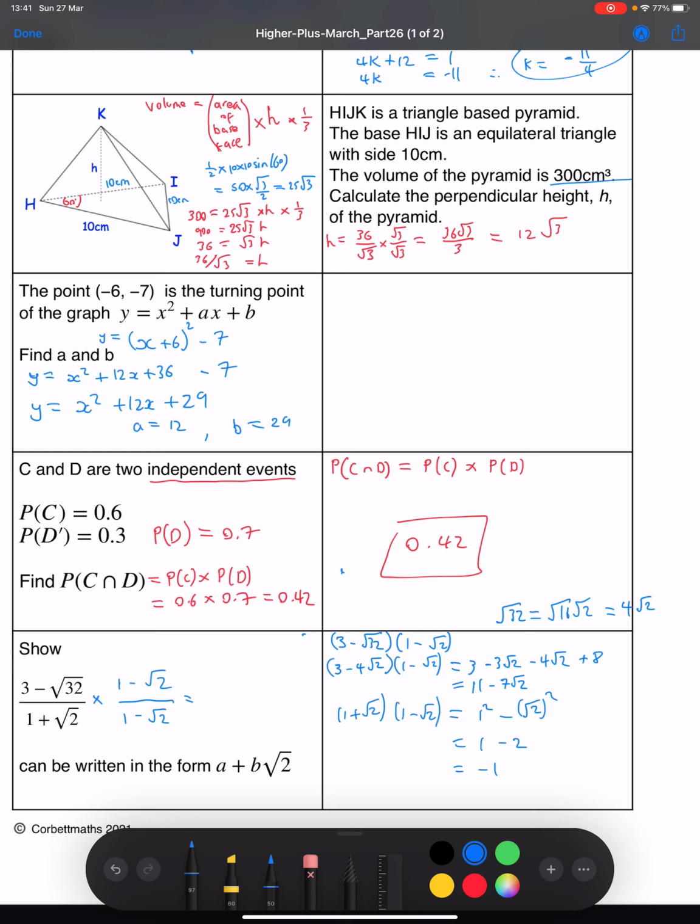Okay, so we have the top bit as, I'm going to write it in green, 11 minus 7 root 2. The bottom bit is minus 1. So if I divide by minus 1, I get minus 11 plus 7 root 2. That is our final answer. So that means our a is equal to minus 11 and b is equal to 7. But the bit that I've boxed is the correct and final answer.